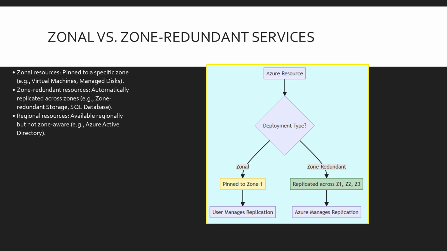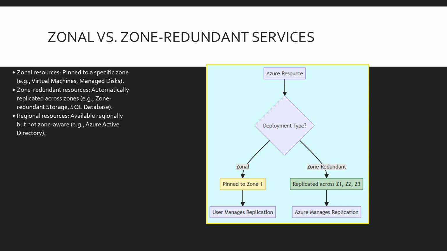When deploying to availability zones, you generally choose between two service architectures. First, we have zonal resources, where you explicitly pin a resource, such as a virtual machine or a managed disk, to a specific zone, like Zone 1. Second, we have zone-redundant resources. In this model, the Azure platform automatically replicates the resource or data across multiple zones. Services like zone-redundant storage or zone-redundant load balancers operate this way, ensuring the data path survives even if one zone fails. Understanding this distinction is vital for designing resilient applications.